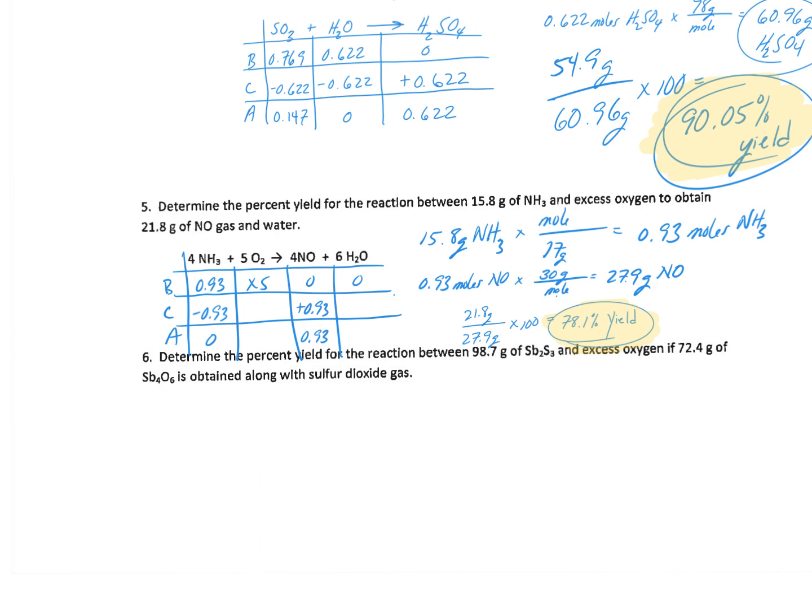I mean, we're just calculating an amount of material that we can make. We compare that amount of material to the amount that was actually made, and that's the percent yield. I will work this out really quickly, and I'll just show you the answer, and we can talk through it real quick, and then that'll be it.